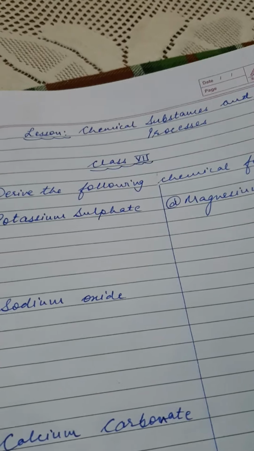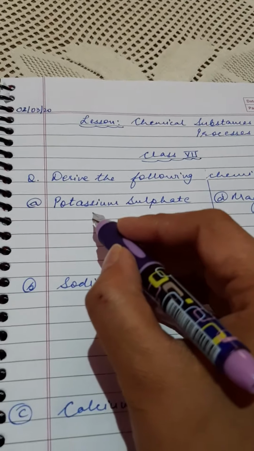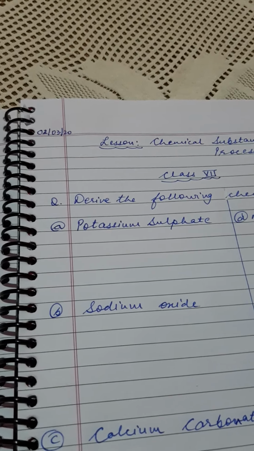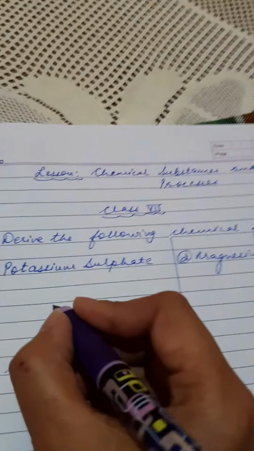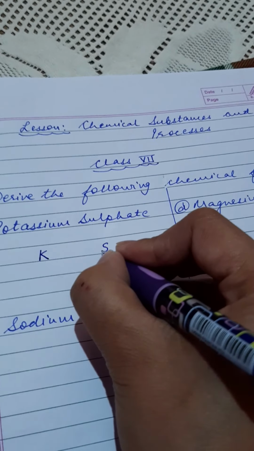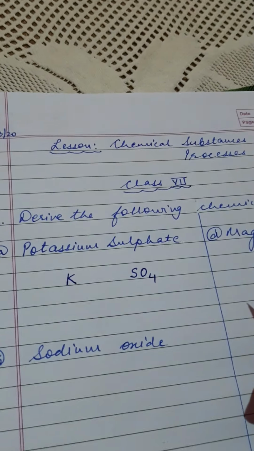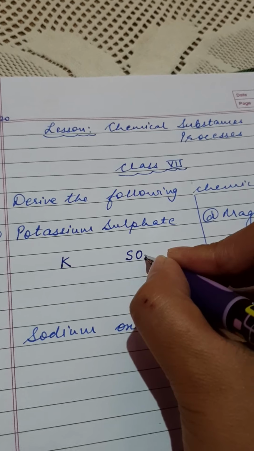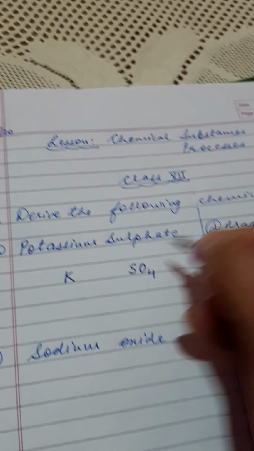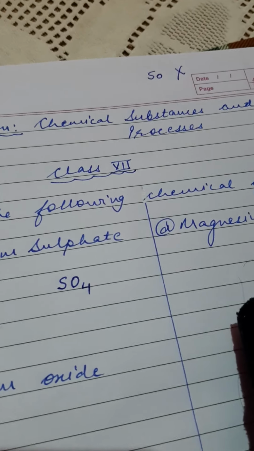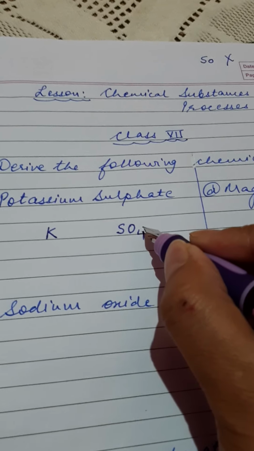Okay. So the first thing that we are going to derive is potassium sulfate. In this case you are first going to write the symbol. Potassium is K and sulfate is SO4. Here you have to be careful that S refers to sulfur and O refers to oxygen, so they have to be in capital letters. You are not going to write it with the small one, because this is wrong. The symbol of oxygen is capital O.